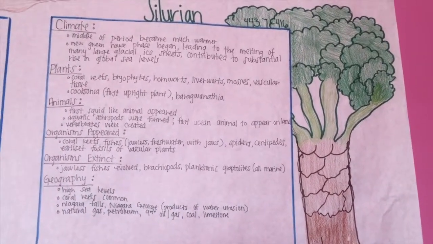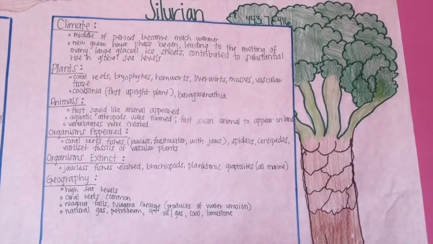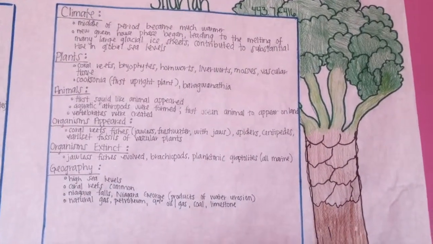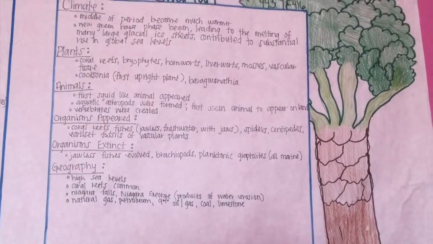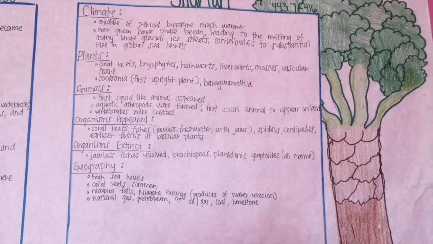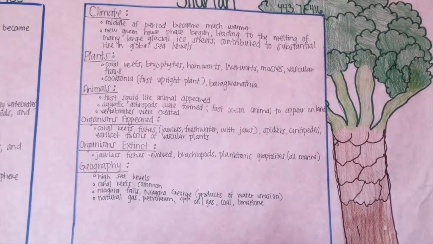Plants. The plants included coral reefs, hornworts, liverworts, mosses, and vascular tissue. An example was Cooksonia, which is the first upright plant. Animals. The first squid-like animals appeared. Aquatic arthropods and vertebrates were created.